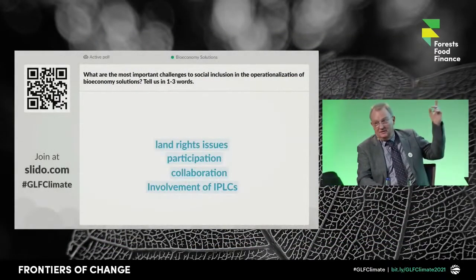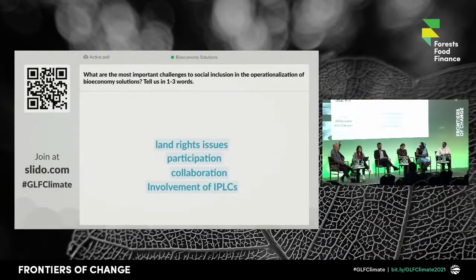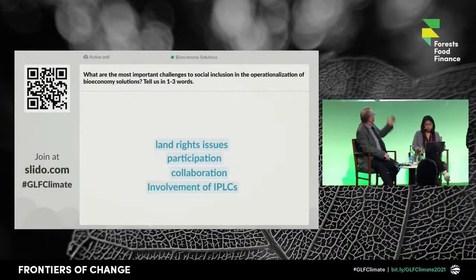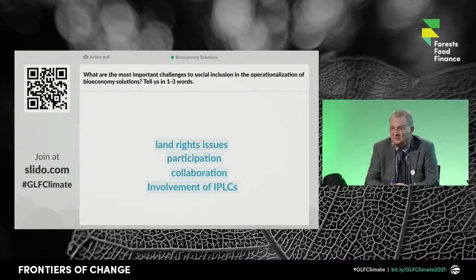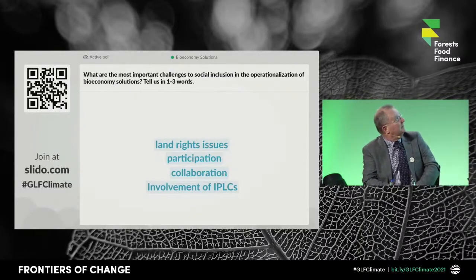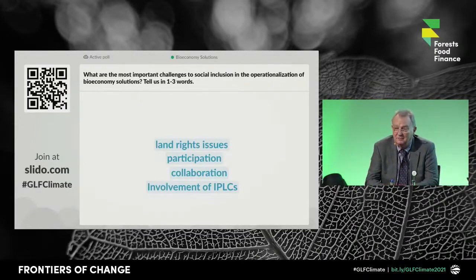Okay, thank you for taking us through this first panel, and thanks to the audience for the questions. Thanks to all the panelists. Before we move into the second panel, I'd like to point to our online tool on slido.com. You go to slido.com, you find the hashtag GLF climate, and then you go to the room Bioeconomy Solutions, and there is this question: what are the most important challenges? Tell us in one or two or three words what you think is most important for you in addressing social inclusion in bioeconomy solutions. And this also goes out to those that are watching this not from this room, but from your home computers.